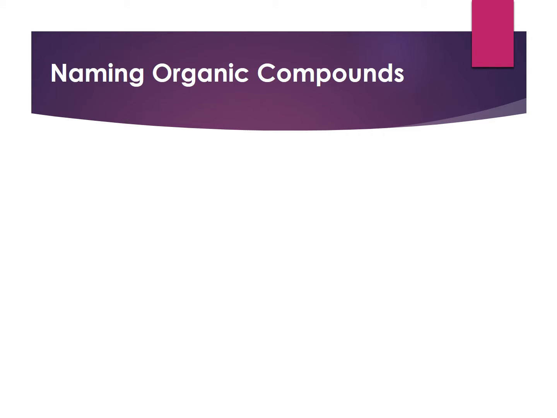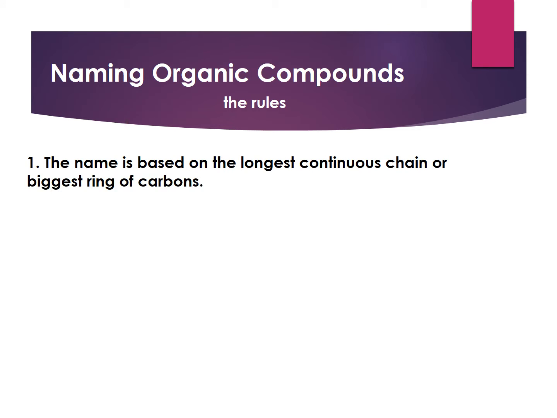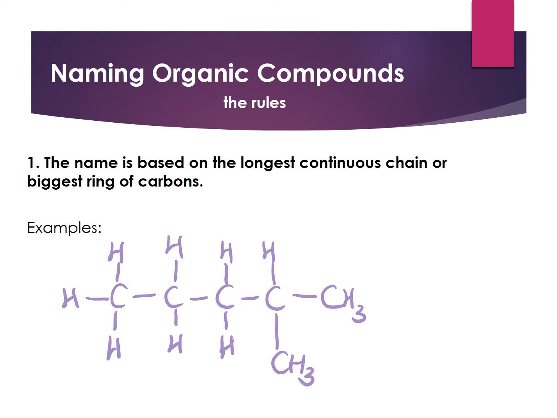Naming organic compounds. The rules. Rule number 1. The name is based on the longest continuous chain or biggest ring of carbon atoms. So taking this first example, in this first molecule, there are 1, 2, 3, 4, 5 carbons in the longest chain. So the 5 carbons in the longest chain would begin with pent.